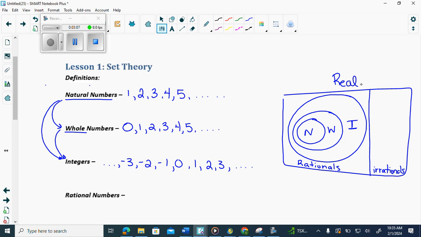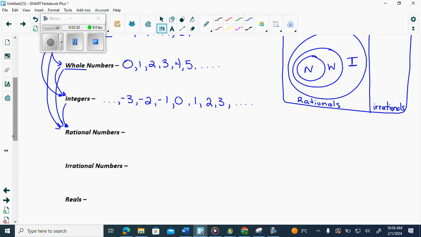So what is a rational number? A rational number actually includes the naturals, the wholes, and the integers. But rational numbers also contain decimals that terminate and repeat. So a rational number has naturals in it, wholes, integers, and then decimals that repeat or terminate. Basically, anything you can make into a fraction is a rational number.